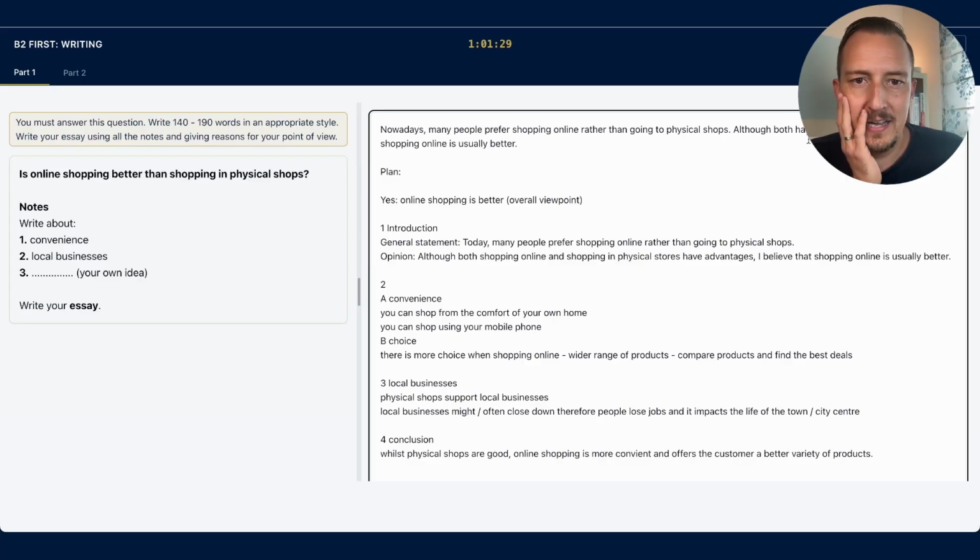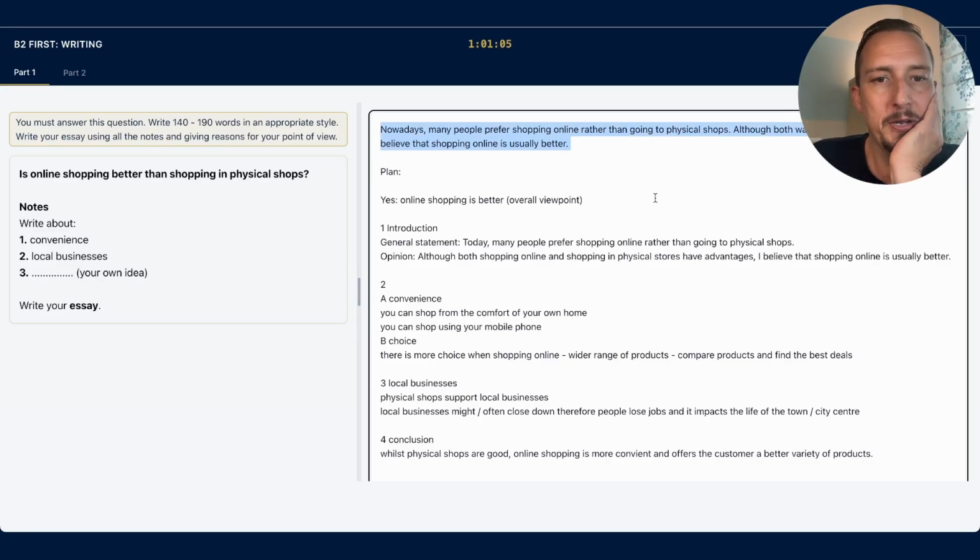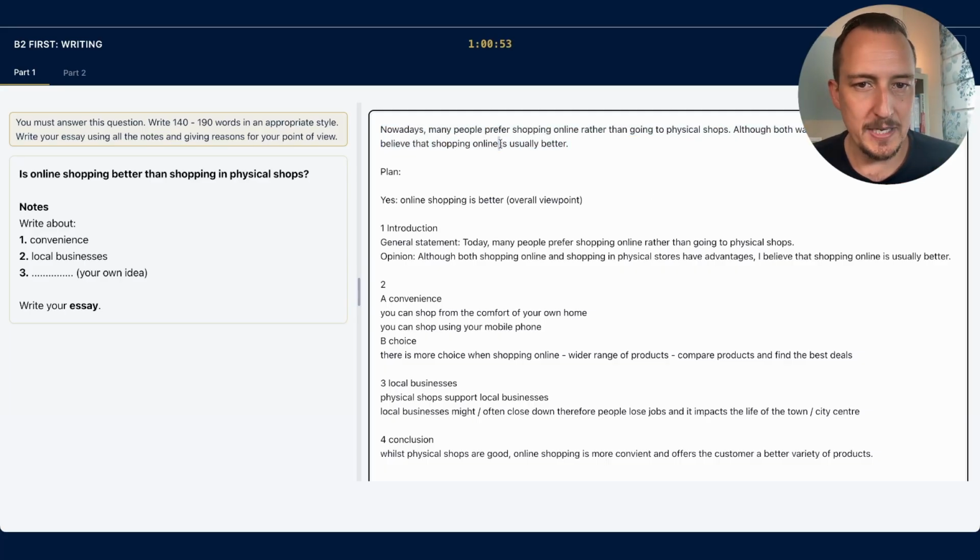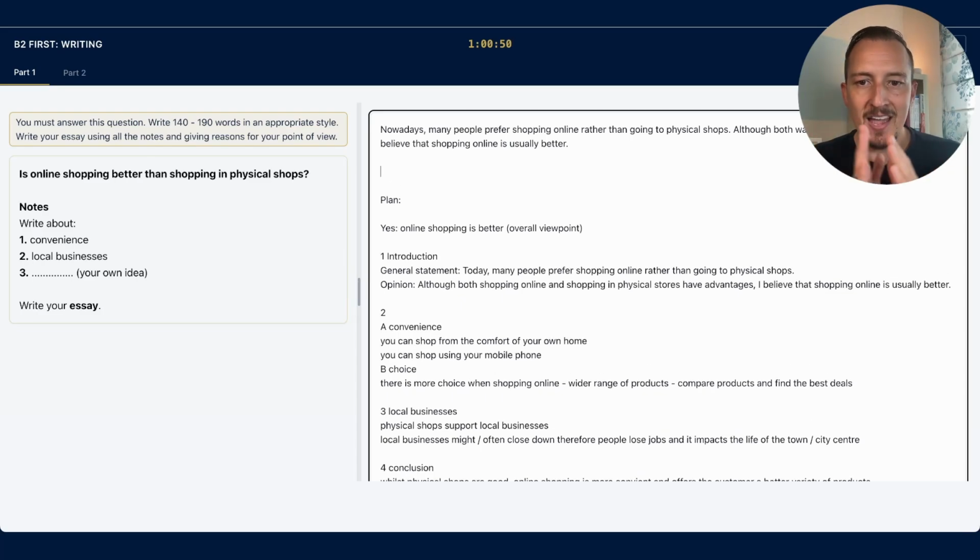Grammatically, it's correct. What about although both is good, but what does both mean? Maybe, and again, we don't want to repeat both online shopping and going to physical shops have advantages, because we don't need to repeat all of that again. Although both ways of shopping, how about that? So our introduction. Nowadays, many people prefer shopping online rather than going to physical shops. Although both ways of shopping have advantages, I believe that shopping online is usually better. Great. Shopping online is usually better. That's fine. It's a general opinion. There is our introduction. So that's good.